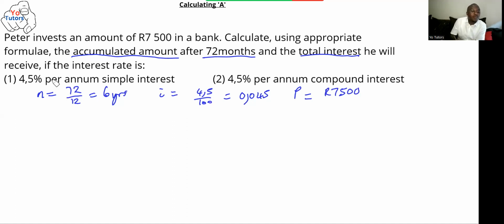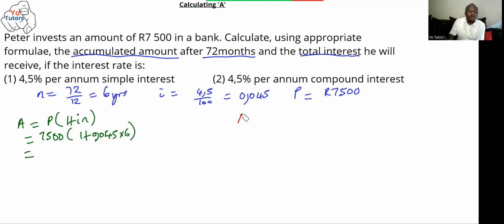So let's try to calculate the accumulated amount for this one here. The accumulated amount for simple interest is going to be equal to P(1 + in). Okay, let's substitute that: 7,500 times (1 + 0.045 times 6). Okay, then we get the answer there.